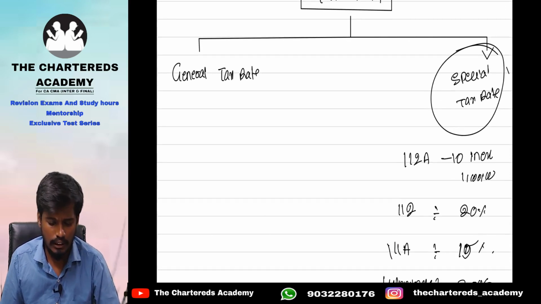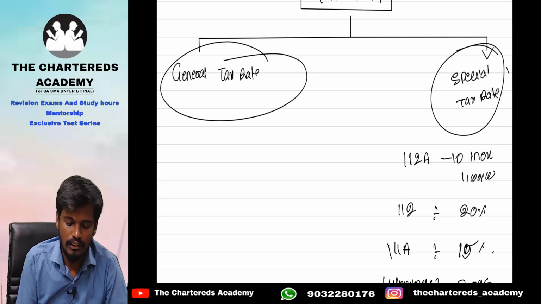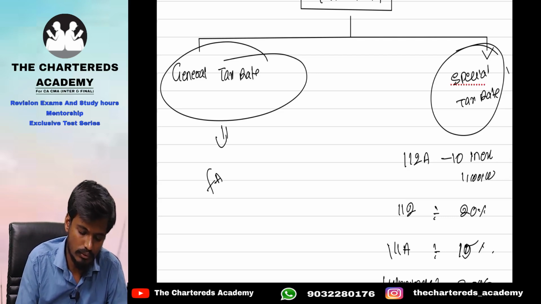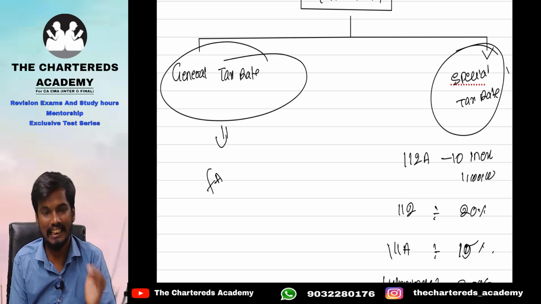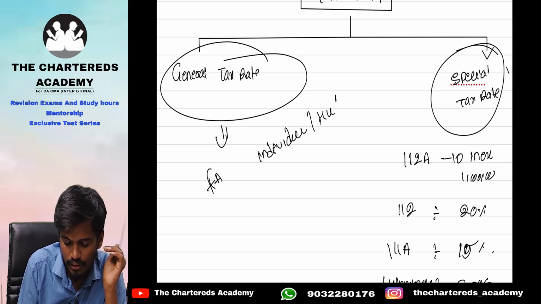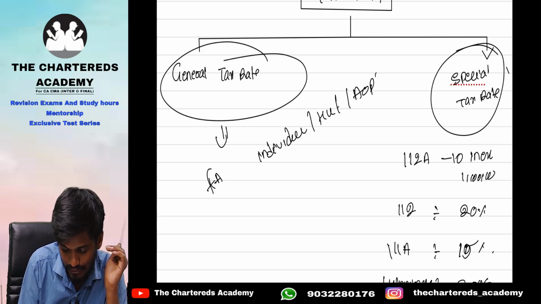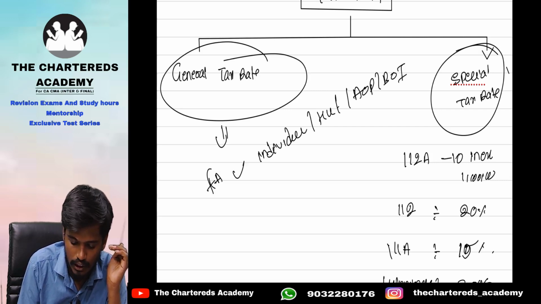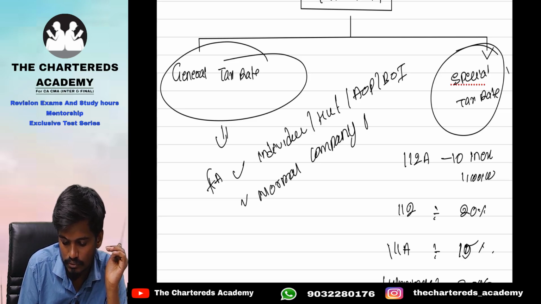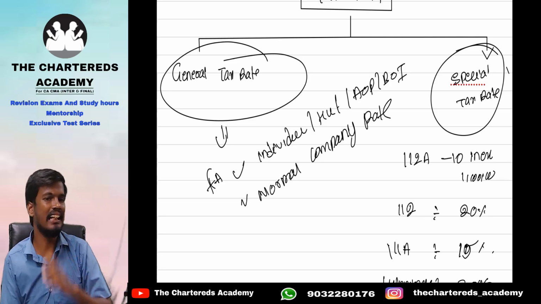Okay, sir, what is the general tax rate? What does general tax rate mean? The tax rates applicable to the individual, HUF, AOP, BOI, and normal company tax rate. This is a general tax rate.